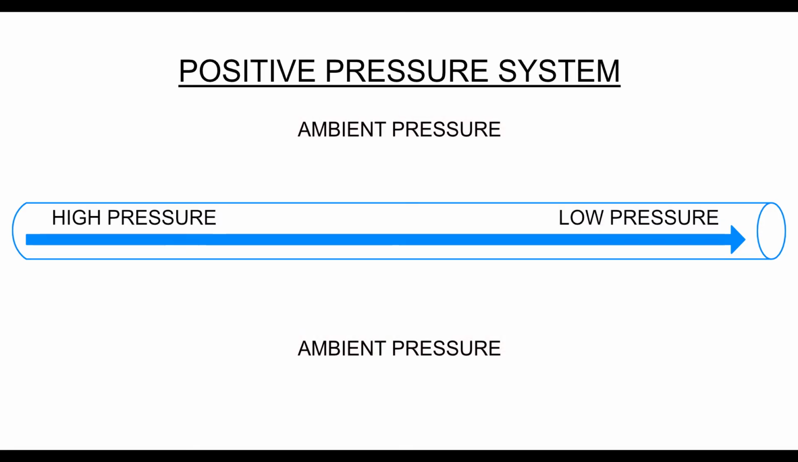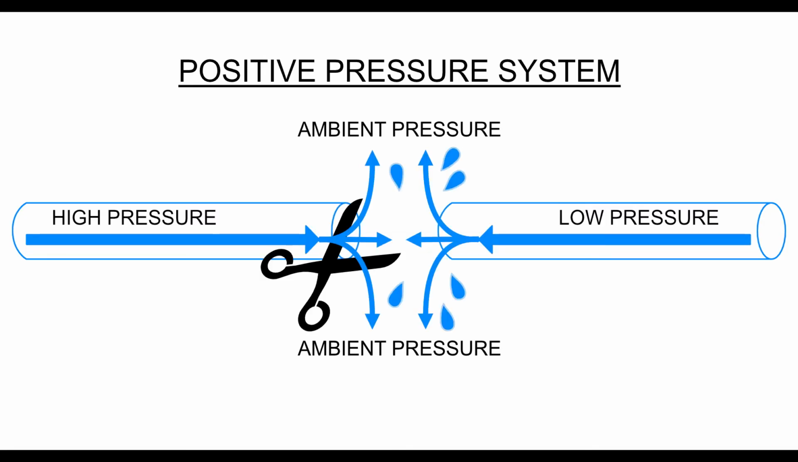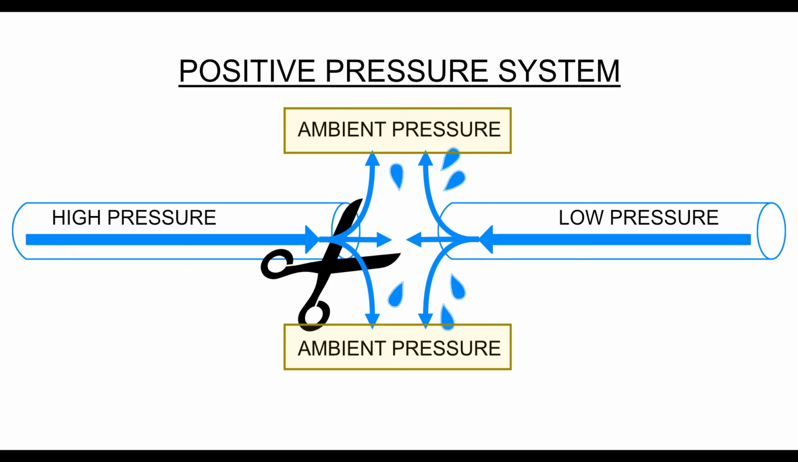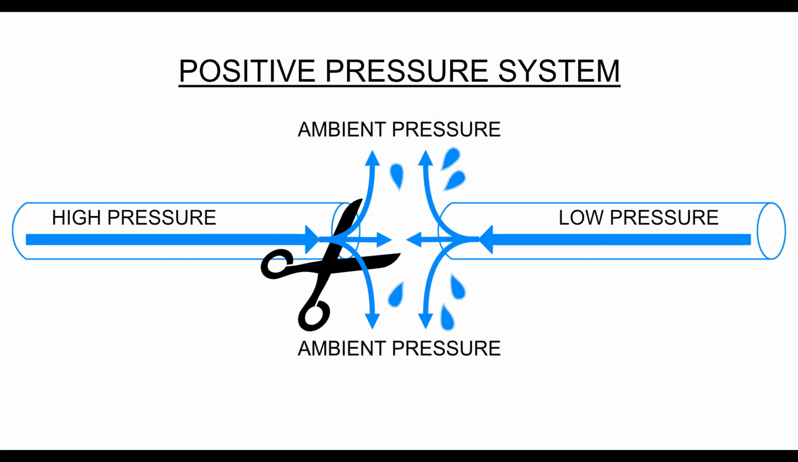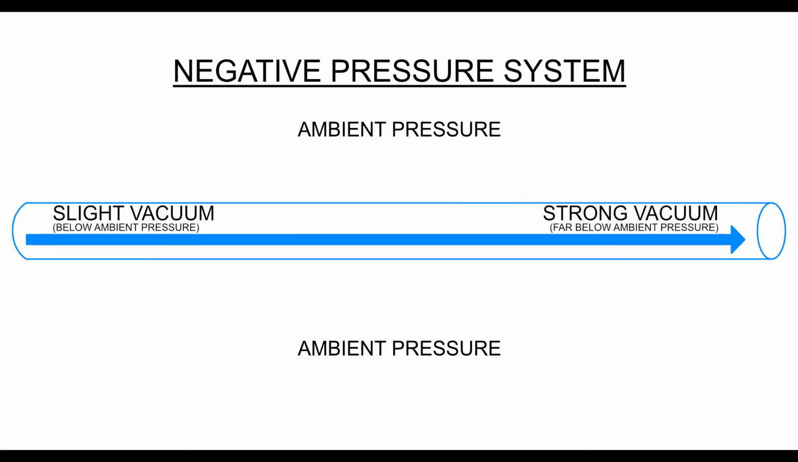So what happens when a positive pressure liquid cooling system leaks due to a poor seal, a loose fitting, or damage to the line? The coolant flows from the high pressure side of the system out into the lower pressure ambient air. Generally, coolant will also flow out from the low pressure side. What a mess. Now, let's see what happens when a line is damaged on a negative pressure liquid cooling system.